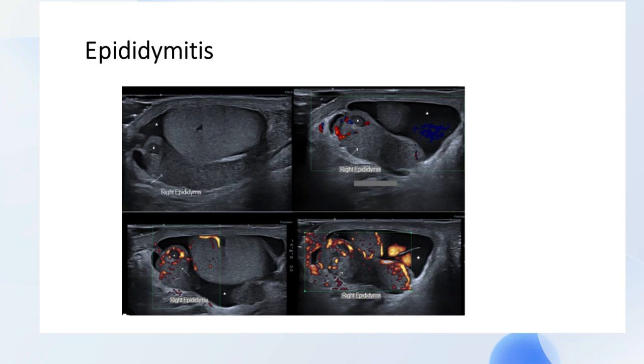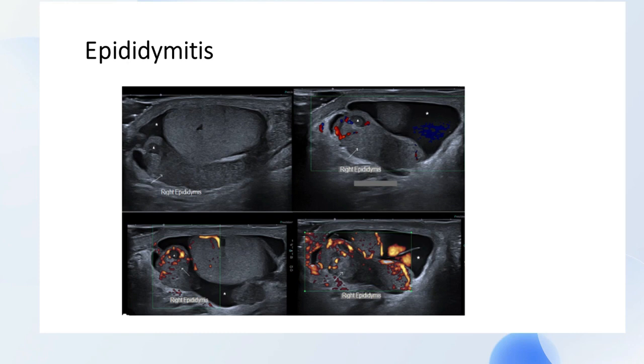So now, the epididymis itself can be inflamed in isolation. You can see an intact scrotum, intact testicle, but an inflamed epididymis. When the epididymis is inflamed, it's called epididymitis. Epididymitis can be acute or it can be chronic.